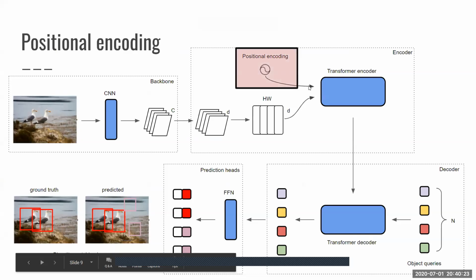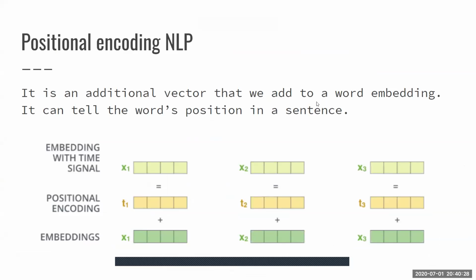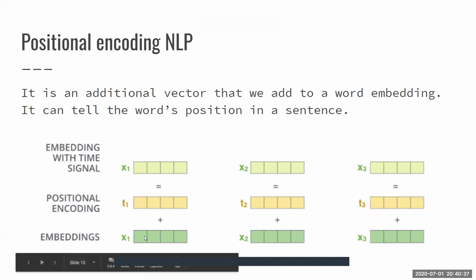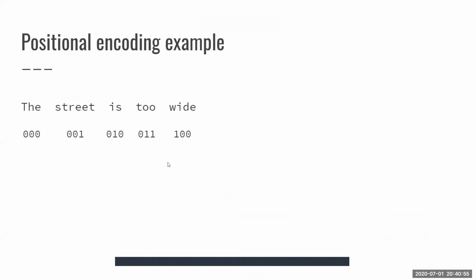So returning to the structure, let's take a deeper look at, for example, this block, positional encoding. So what is actually positional encoding in NLP? It is just an additional vector that you add to your word embedding, and it just tells the position of the word in the sentence. Here we can see the embedding plus positional encoding, and we have an embedding with a time signal. Speaking about images, in images it's called a spatial signal because it refers to the position of pixels.